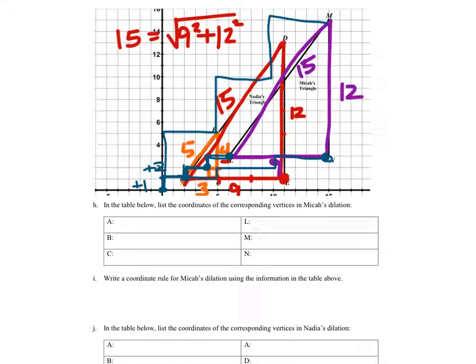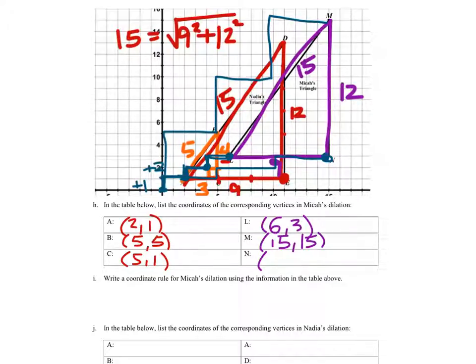Now we'll list the points that we have up in here. A, we can see is at 2, 1. B is at 5, 5. C is at 5, 1. So that gives us those coordinates. Now we got to find the coordinates for L, M, and N. This is Micah's dilation. So L we can see is at 6, 3. Oh man. Nice. There we go. M is at 15, 15. And then N is at 15, 3.